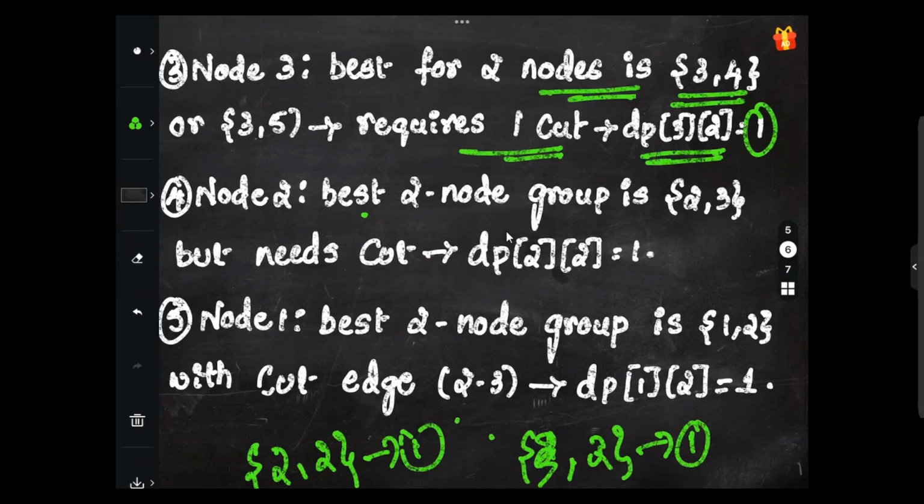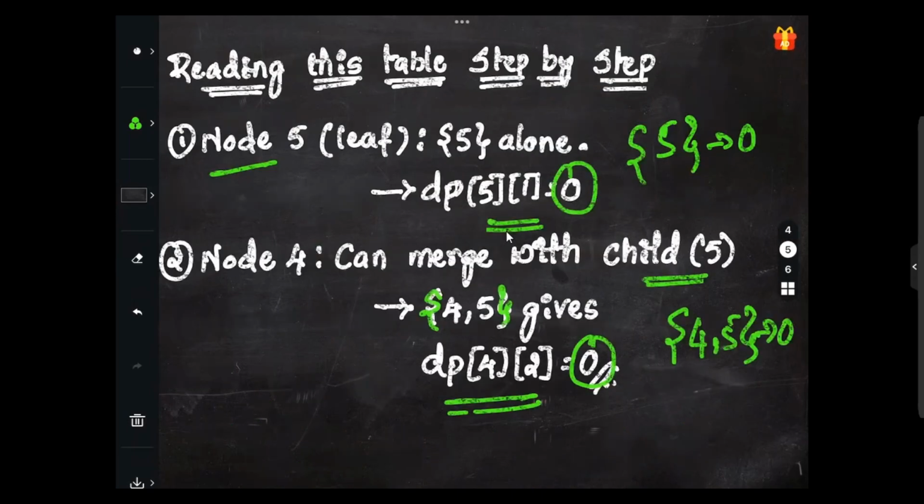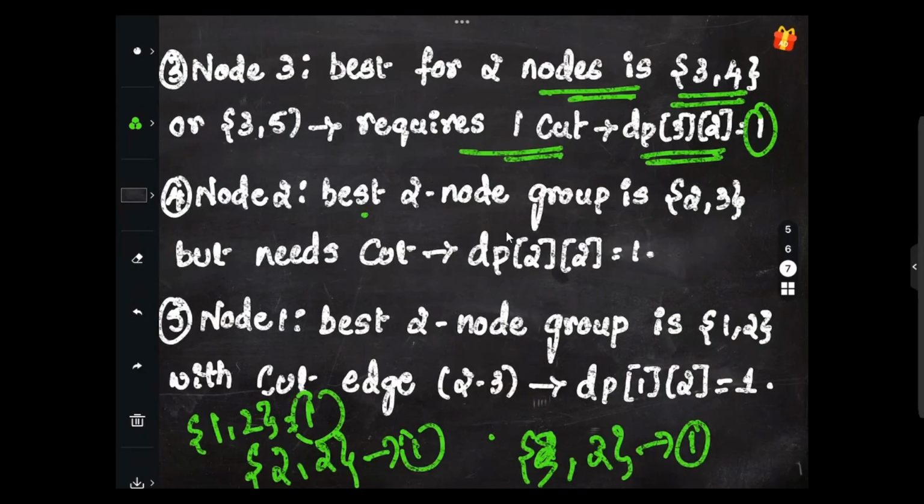So the final one, we are left with node 1. So this is best suited for the 2 node group, and we can just consider 1 2 here, and dp of 1 2 will be 1. For this one 3, the value is 1, and for 5 and 4 5, the value is 0. This is fine, I believe.